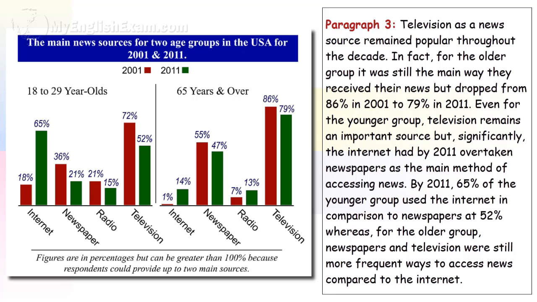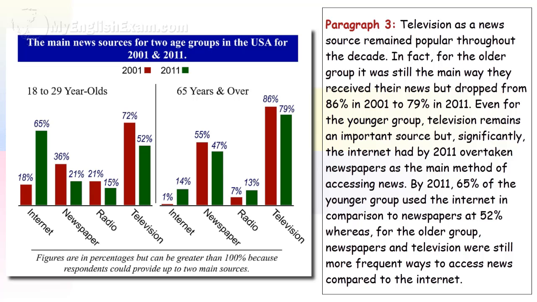Television as a news source remained popular throughout the decade. In fact, for the older group, it was still the main way they received their news, but dropped from 86% in 2001 to 79% in 2011.